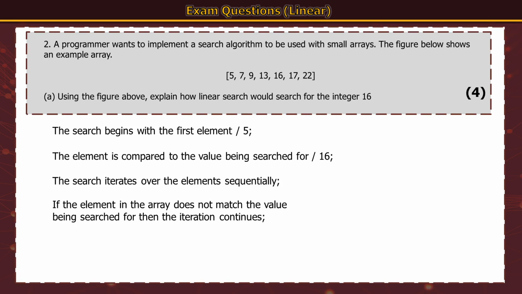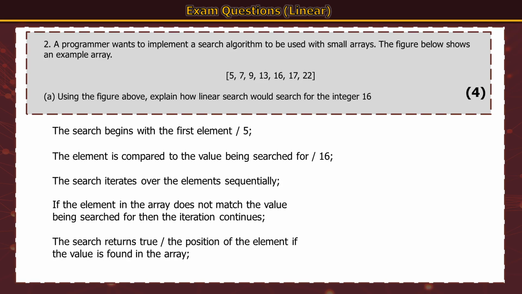If the element in the array does not match the value being searched for, the array continues to iterate, continues to go through the loop, basically, until it's visited every item. The search returns true when the element matches the item that we're looking for. So at this point here, it would become true. Now you'll notice it was 4 marks, but I've actually got 1, 2, 3, 4, 5 points. However, 2 of the points here are actually very similar, okay? This one's actually probably a better one than that one there, okay? So just make sure you put enough detail in your answer.